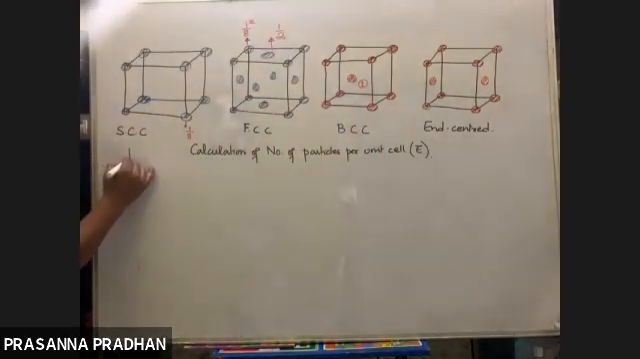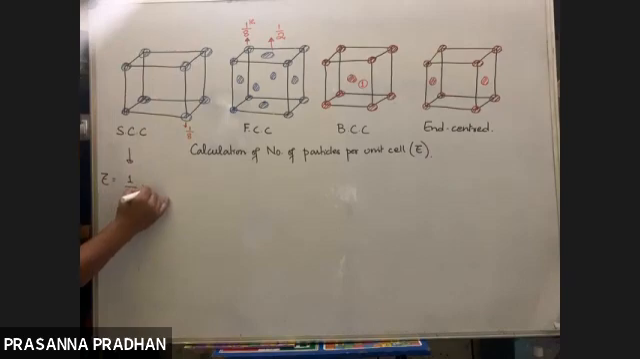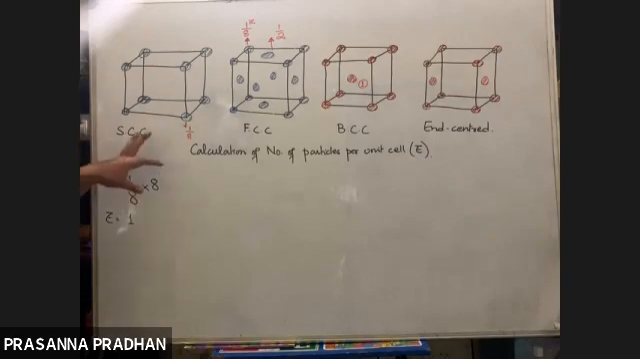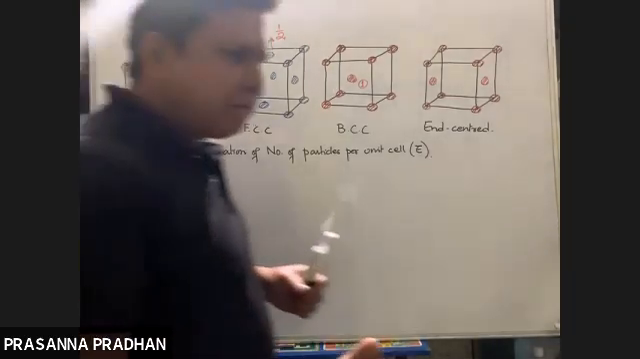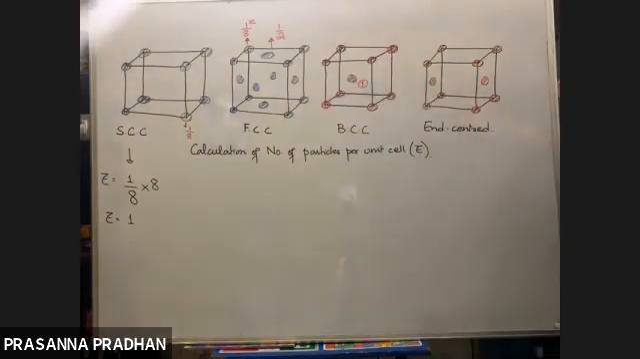So in SCC, what will be the number of particles Z? What is the contribution of one corner particle? 1/8. And how many such corner particles are there? 8. So the contribution is 1/8 into 8. So Z equals 1. There is 1 particle per unit cell in a simple cubic cell. So if you calculate and get the value of Z as 1, you can conclude that it belongs to this simple cubic cell.